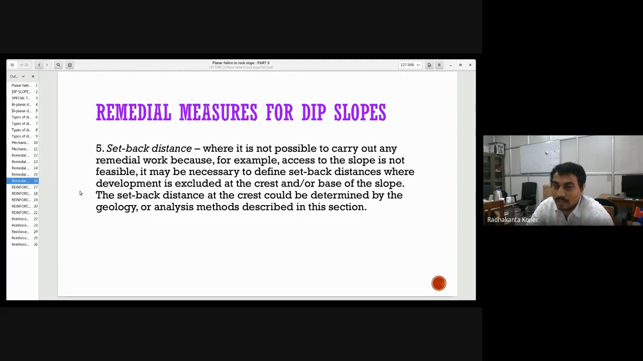The last one, if nothing can be done, we will keep some distance from the slope, and we will not allow any movement within that limit, within that length. So that is basically the method we follow in mines, in slope stability cases.